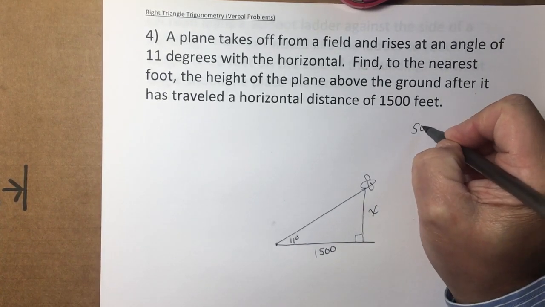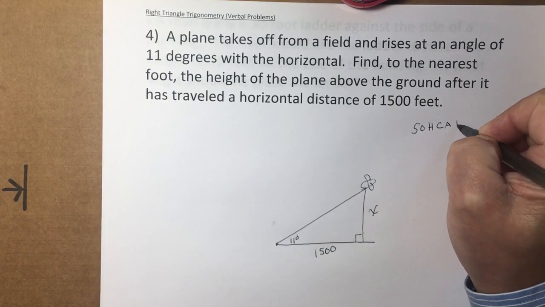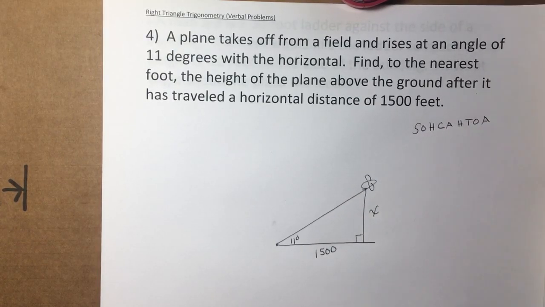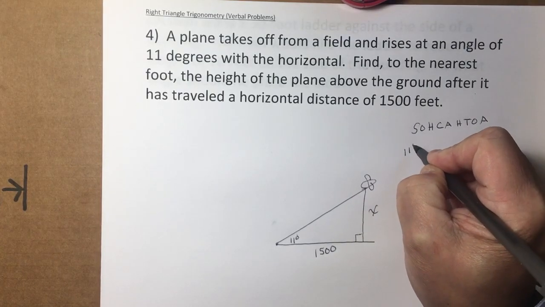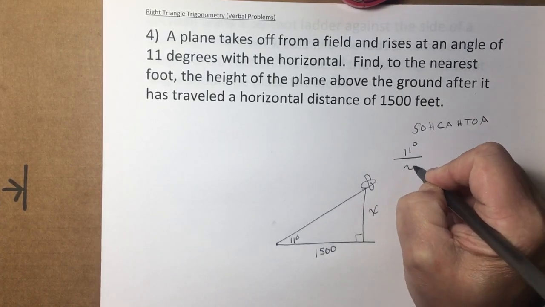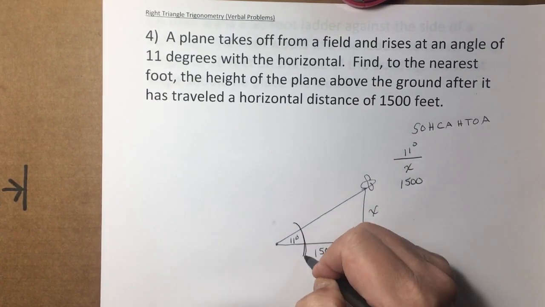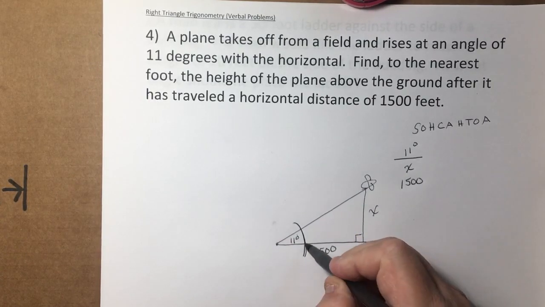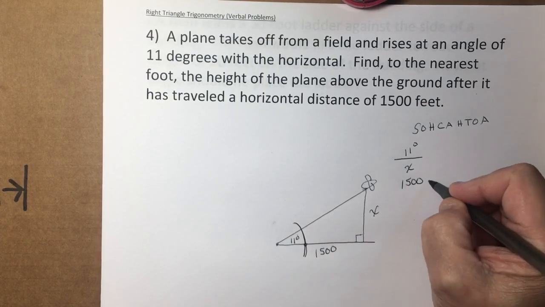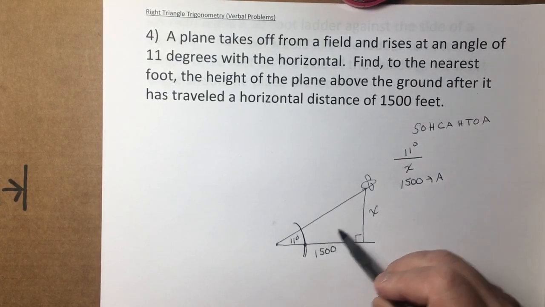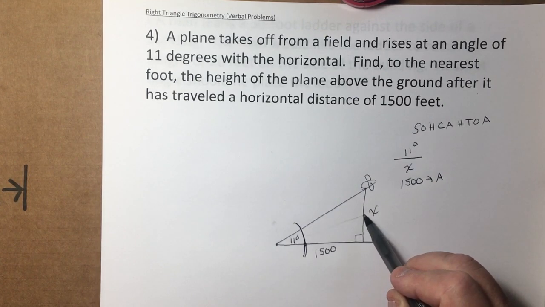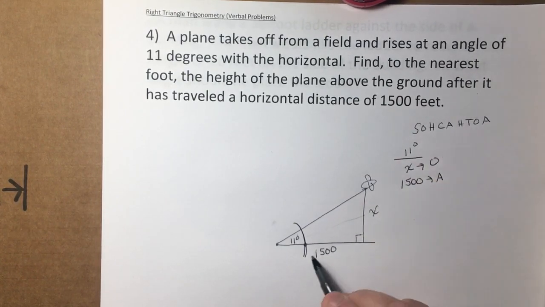So remember, we write the acronym SOHCAHTOA. And then we list the information that we have. We have an 11-degree angle, we have an X, and we have a 1,500. Now, if you're here at the 11 degrees, the 1,500 touches you. And so the 1,500 would be the adjacent. The X doesn't touch, and so that would be your opposite. The X does not touch the angle. That would be the opposite. The line that touches is the adjacent, and the hypotenuse is not involved in this question.